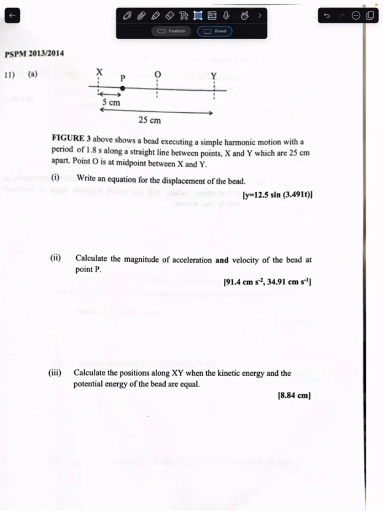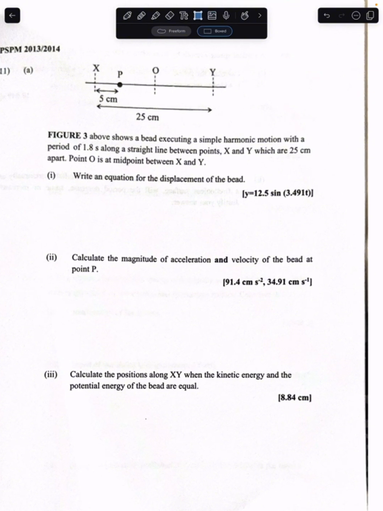So today we are going to discuss topic 7, PSPM 2013 and 2014 questions. As we can look at the question, figure 3 above shows a beam executing simple harmonic motion with a period of 1.8 seconds along a straight line between points X and Y, which are 25 cm apart. Point O is the midpoint between X and Y.